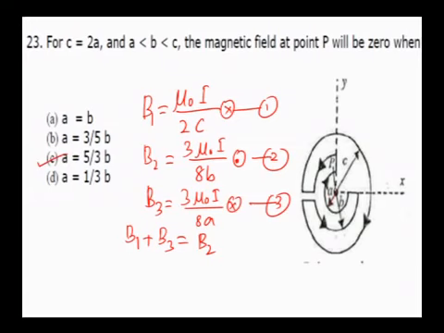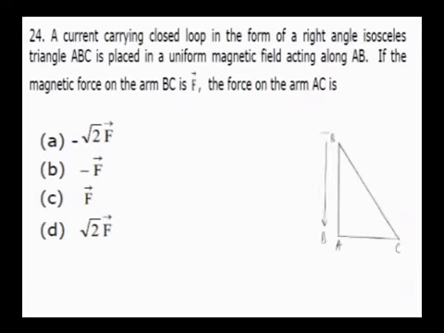Okay. Now we will move to the next question, that is question number 24. A current carrying closed loop in the form of a right angle isosceles triangle ABC is placed in a uniform magnetic field acting along AB. If the magnetic force on the arm BC is F, magnetic force on the arm BC is given as F. Okay. So on this magnetic force is given as F. The force on the arm AC is force. Now we should find what is the force on arm C.